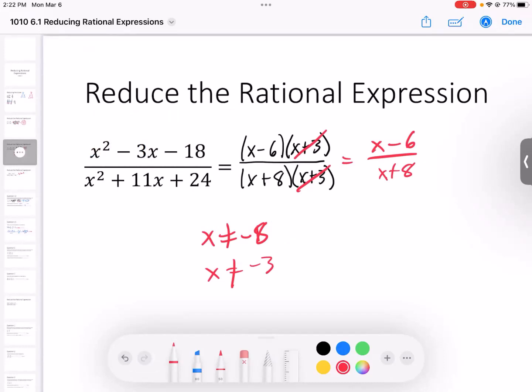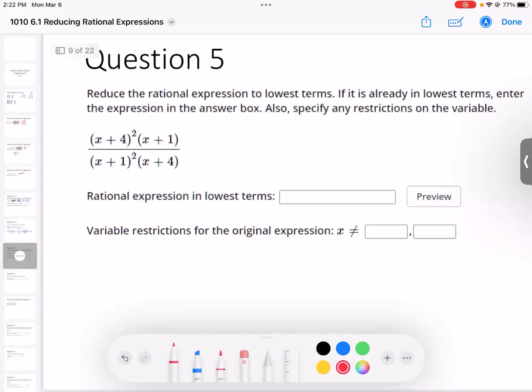And on some of the problems, like on question 5, they already have it in factored form, because what this means is you have x plus 4 times another x plus 4, because x plus 4 is squared, times x plus 1. Then on the bottom, you have 2 x plus 1s and an x plus 4. So that one's already in factored form. You just need to cancel out the factors that they have in common.